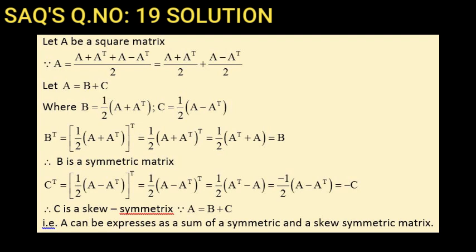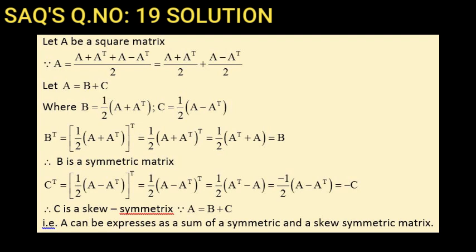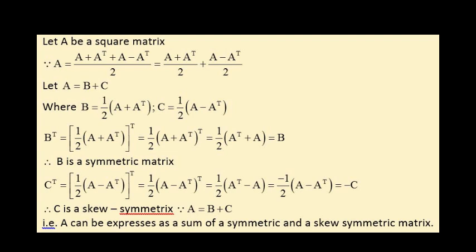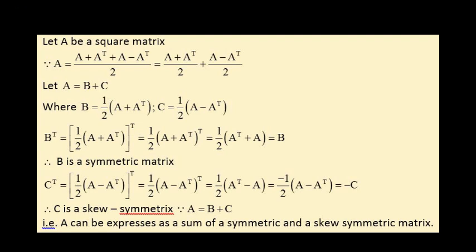Now we prove that C is a skew symmetric matrix. For a skew symmetric matrix, C transpose is equal to minus C. Therefore first we consider C transpose, 1 by 2 into (A minus A transpose), whole transpose, that is equal to 1 by 2 into (A transpose minus A). Again here we use (A transpose) whole transpose is equal to A. Therefore, we take minus common: minus 1 by 2 into (A minus A transpose), which is minus C. Therefore, C is a skew symmetric matrix. Therefore, A is equal to B plus C. Here B is symmetric and C is skew symmetric. Therefore, every square matrix can be expressed as a sum of symmetric and skew symmetric matrices.